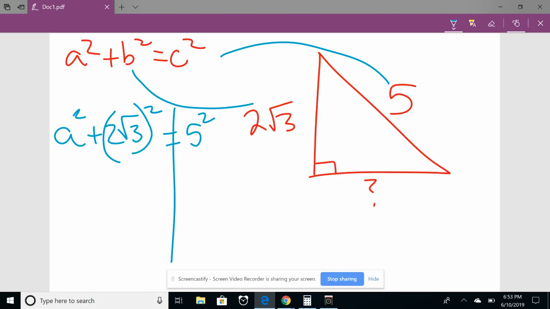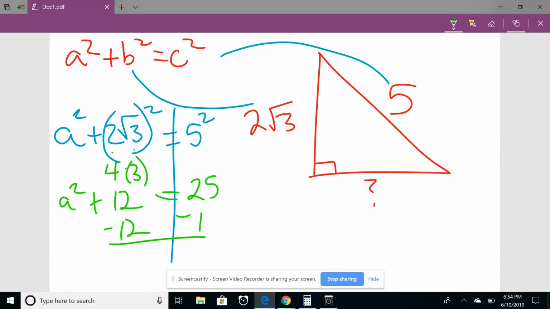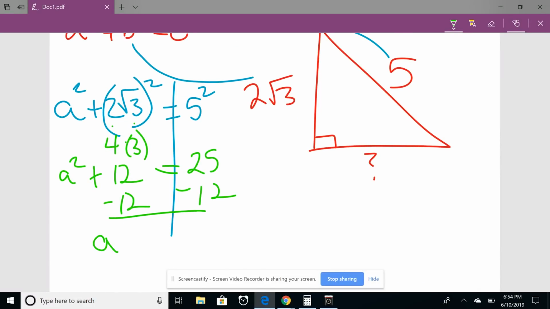Now you got to be careful when you square 2 radical 3. You have to square both the 2 and the square root of 3. So the 2 squared is 4. Square root of 3 squared is 3. So 2 square root of 3 squared is actually 12. 5 squared is 25. Bring down the a squared. Minus 12 from both sides. And you get a squared is 13.